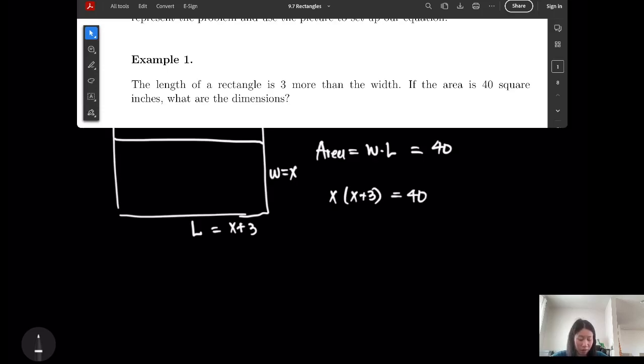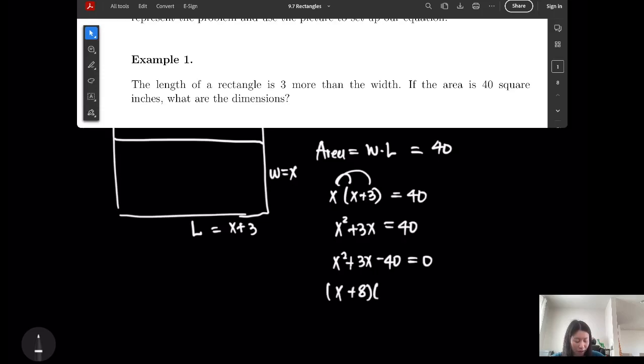Okay. Now we need to solve for x to find out what the dimensions are. So x squared plus 3x equals 40, and then we set the equation equal to 0. Now, you can either use the AC method to factor it, or you can use the quadratic formula. I will start with the AC method because the AC method usually is the easiest one.